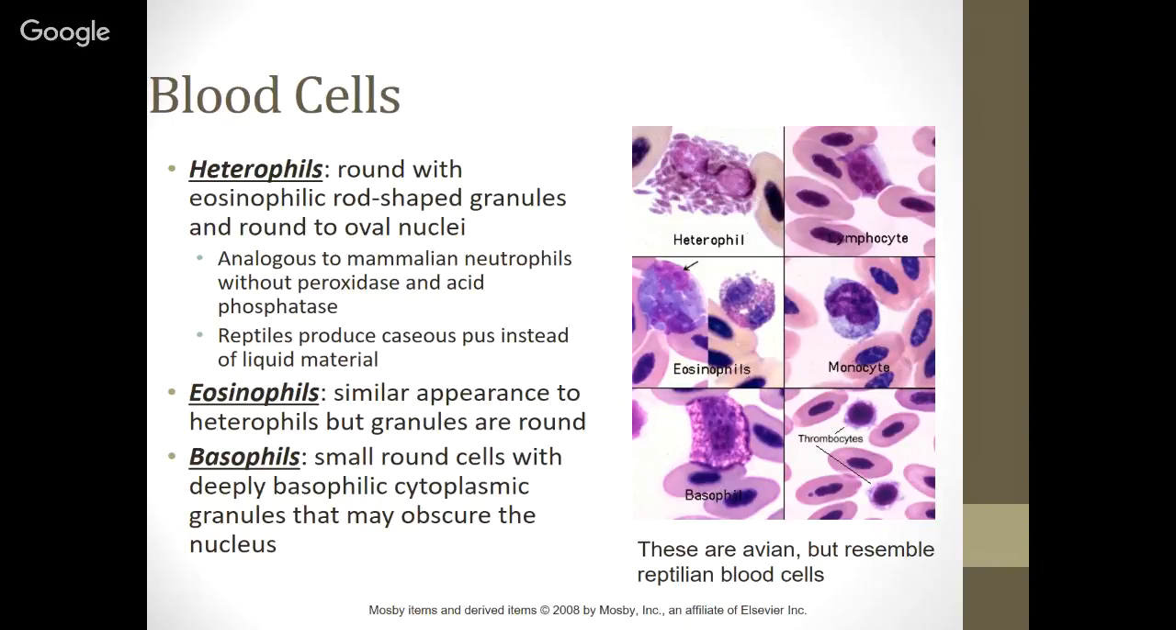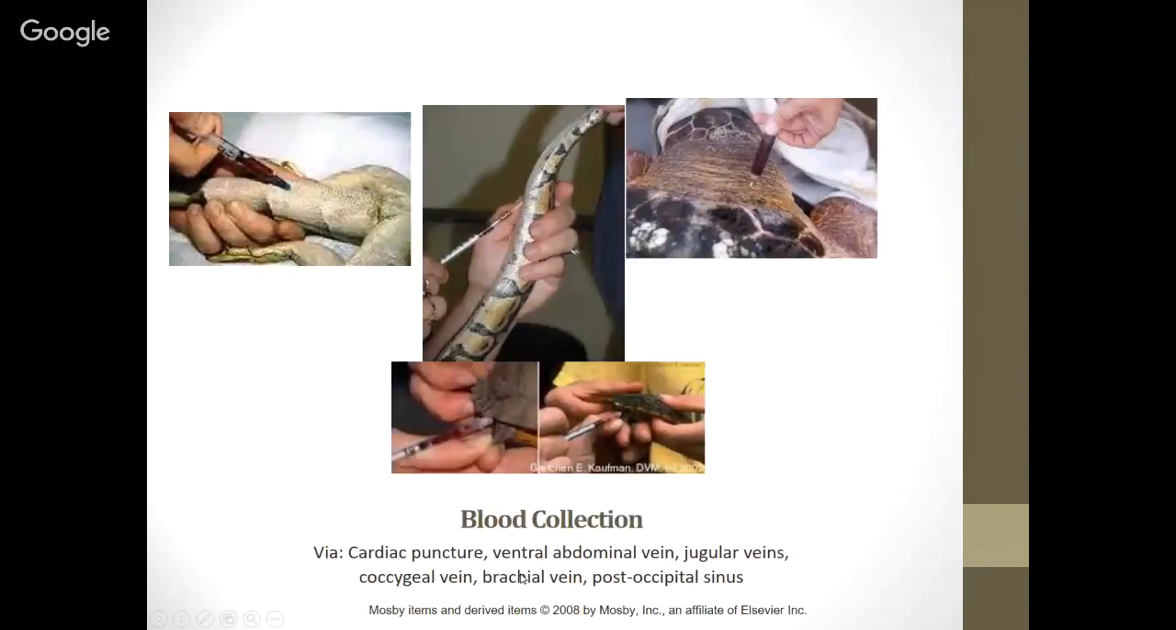Eosinophils are similar in appearance to heterophils, but the granules are round. So here's a heterophil, rod-shaped red granules. Here's an eosinophil. We have round granules. Basophils are small round cells with deeply basophilic cytoplasmic granules, and that may obscure the nucleus. So you can barely see the nucleus here. And here are platelets. These platelets are nucleated, which is different from what we would see with a mammal.